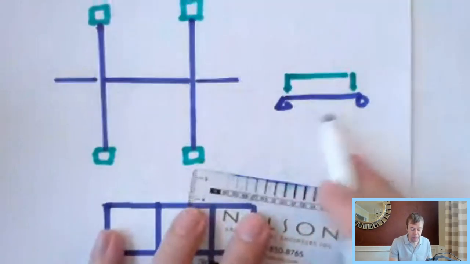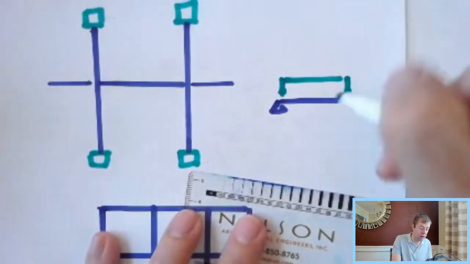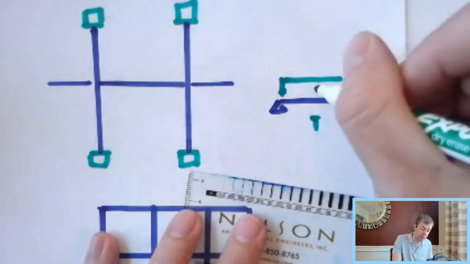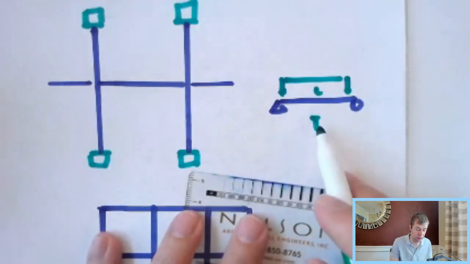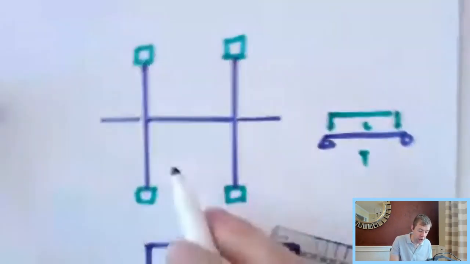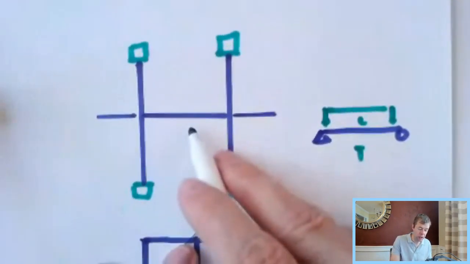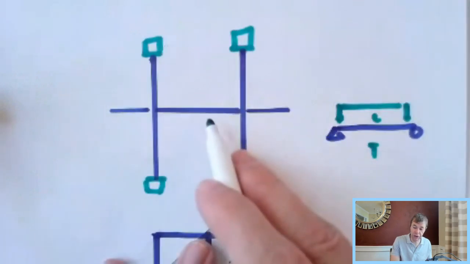So that beam, you can design that. It's going to have tension at the bottom. It's going to have compression at the top. You're going to put steel in the bottom. It's going to be great. No big deal. And that's how you design that system.